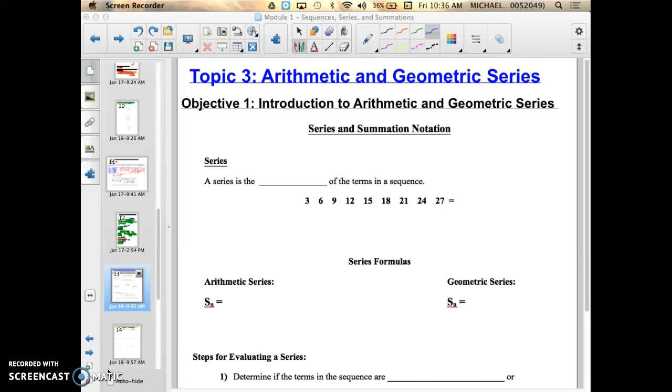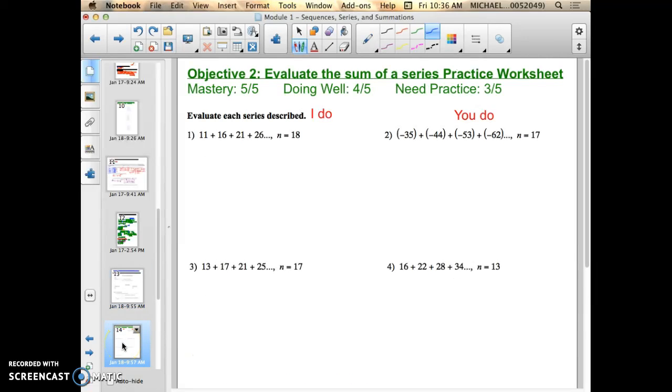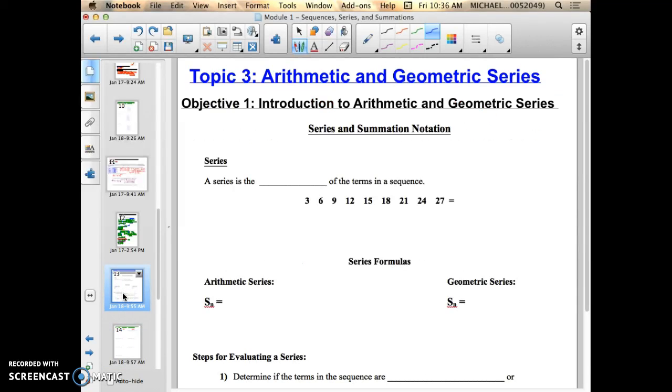Objective 1 is to introduce the concept of what a series is, and discuss series and summation notation a little bit. And then in Objective 2, I'm going to actually put this into practice, so I will do a problem, and I'll ask you to pause the video and try one on your own to check your understanding, and then you're going to try 5 of these on your own. So, back to Objective 1, an introduction to what a series is.